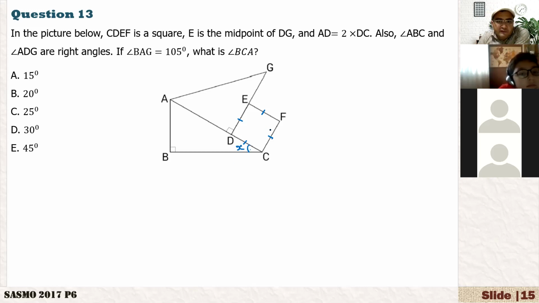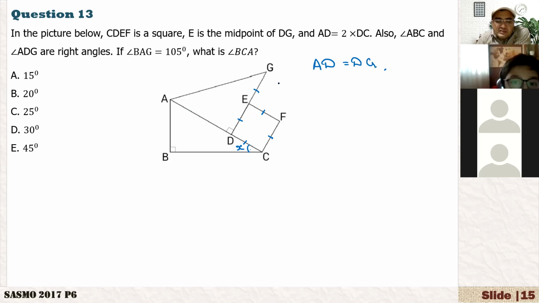It says that CDEF is a square, that means all sides are equal. And E is a midpoint of DG, that means DE is equal to EG. And AD is equal to 2 times DC. Let me just keep it like this now. Also angles ABC and ADG are right angles. Angle BAG is 105. Which means that AD is equal to DG.